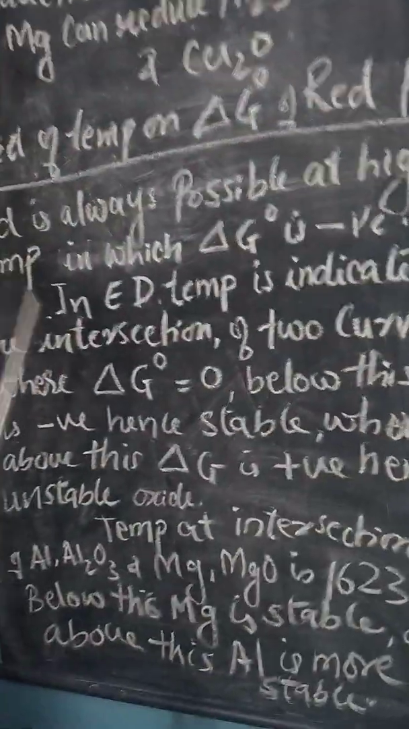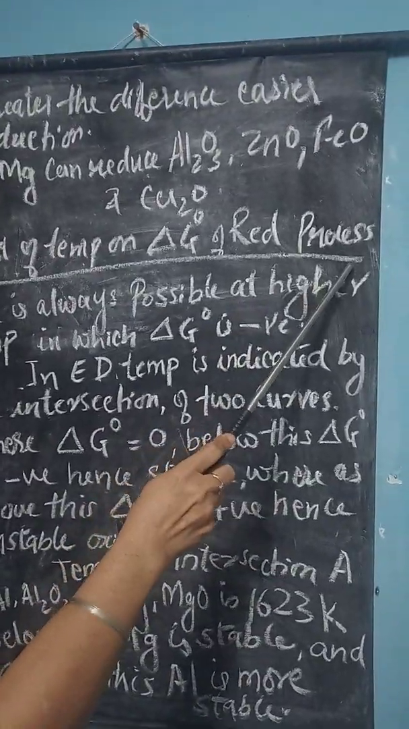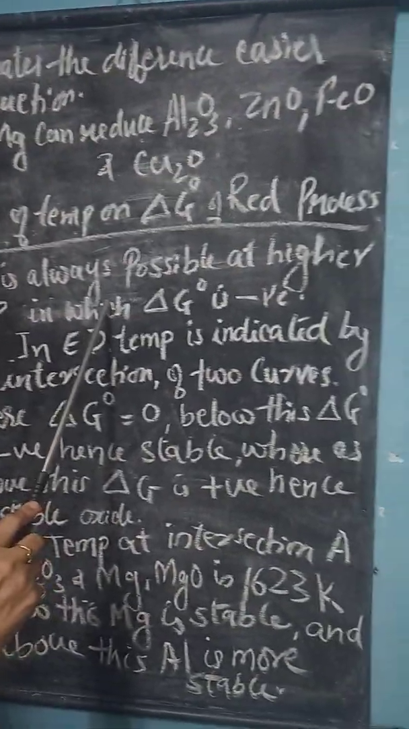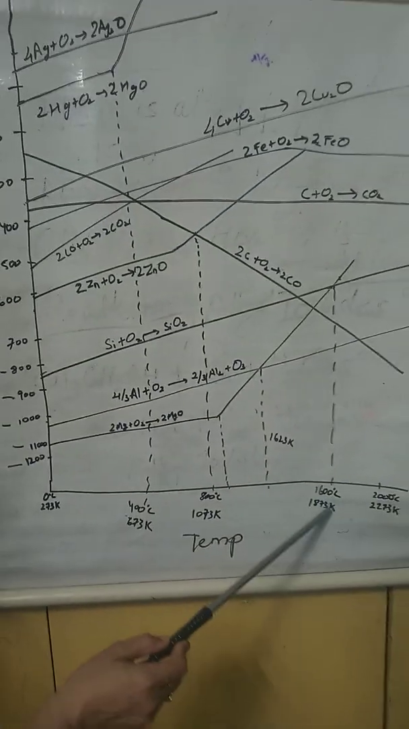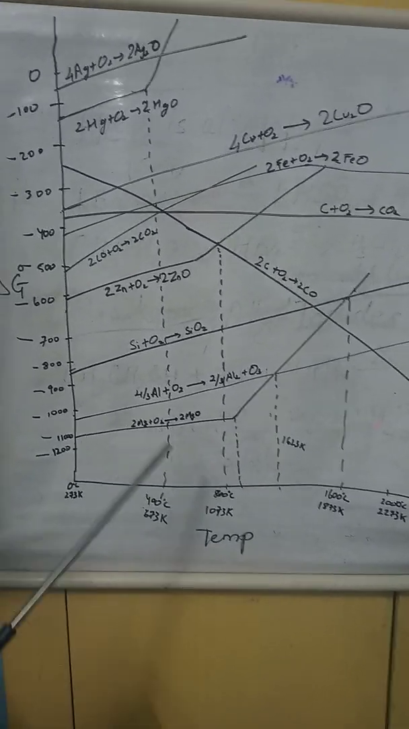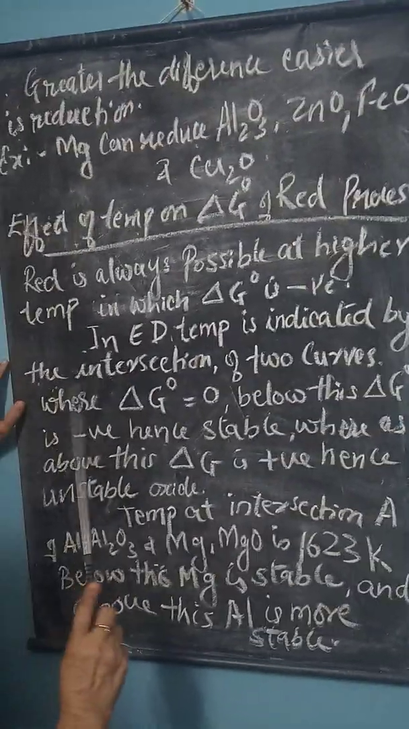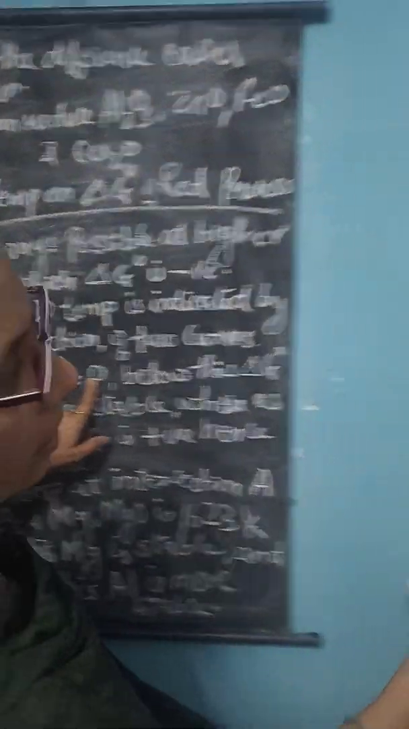Okay. Now we will see the effect of delta G, the effect of this Gibbs free energy on the reduction process. How the temperature affects it. Reduction is always possible at higher temperature. As we increase the temperature, you can see the delta G is becoming less and less, isn't it? So temperature very much affects the reduction process. First we will see the theory, then I will show you with the Ellingham diagram. In an Ellingham diagram, it is indicated by the intersection of the two curves where delta G is 0. You can see this point.